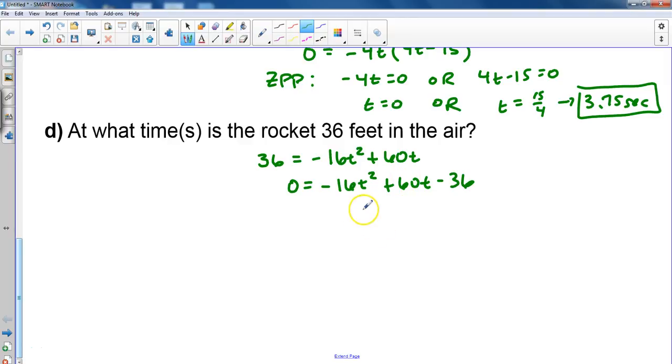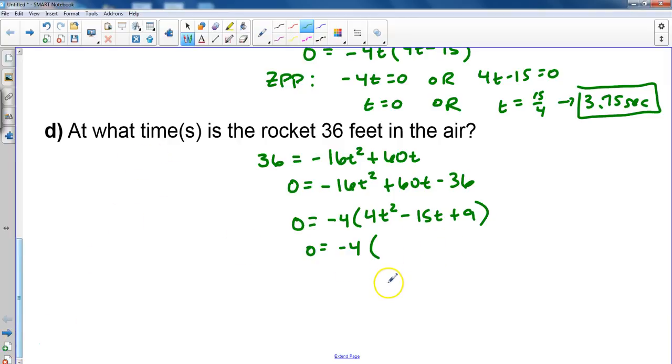And it's very similar. We want to take out the greatest common factor first, which is negative 4. That leaves us with 4t squared minus 15t plus 9. And so now we've got to figure out how we can find the roots based on this equation. That's equal to 0. So go through and solve. You've got negative 4. We need to factor this. You could use quadratic formula if you wanted to, but the first thing we always want to try to do is factor.